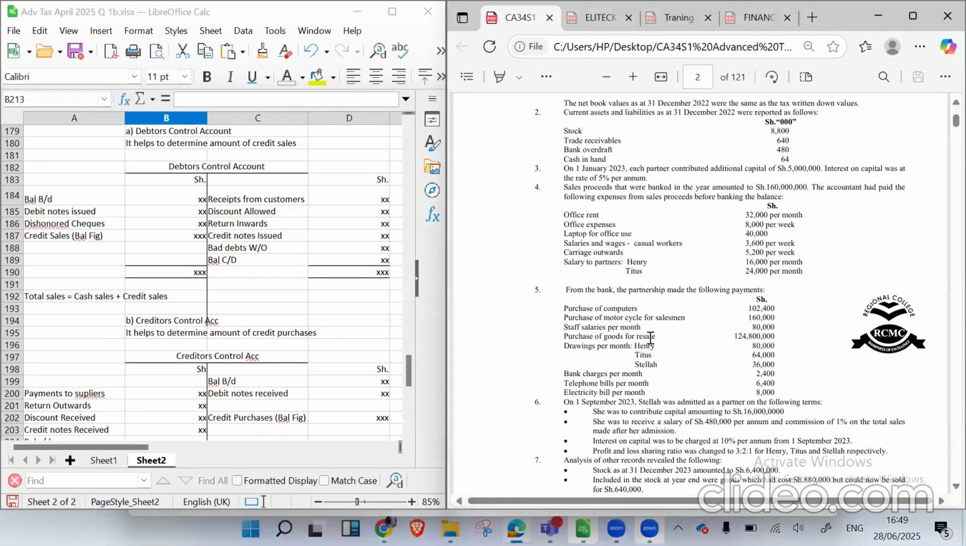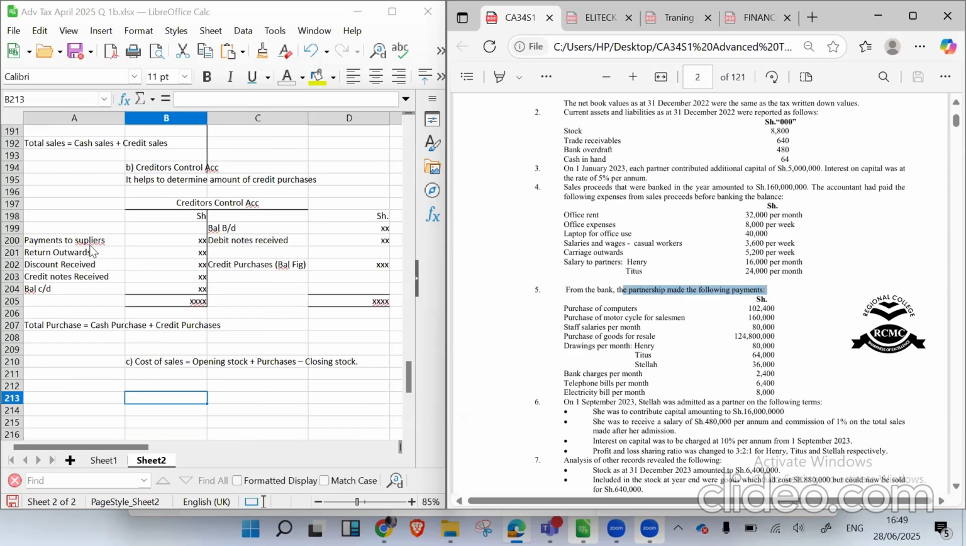We are told that from the bank, the partnership made the following payments: purchase of computers. Computers, we said, go to capital allowances, those are fixed assets you are buying. Motorcycles, salaries, purchase of goods for resale. Remember, when we are making the payments, the partnership made the following payments. So that means we come here. Those are the payments to suppliers. It affects our creditors control account.